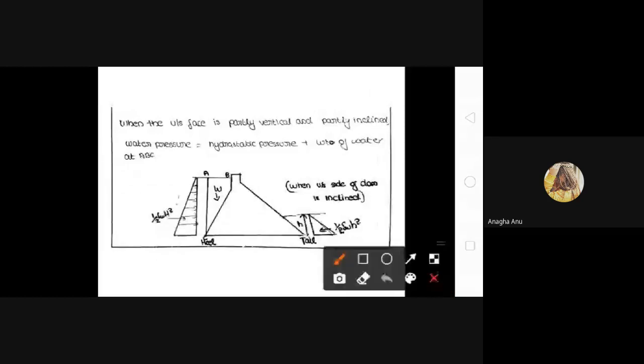Okay, the small triangle indicates the pressure distribution diagram of the tailwater. In this condition also, at the top or at the water surface, at the downstream side, the pressure will be 0, and at the bottom, the pressure will be gamma W into small h, and the force produced by this tailwater will be given by the equation half into gamma W into small h square. That is the area of the small triangle.